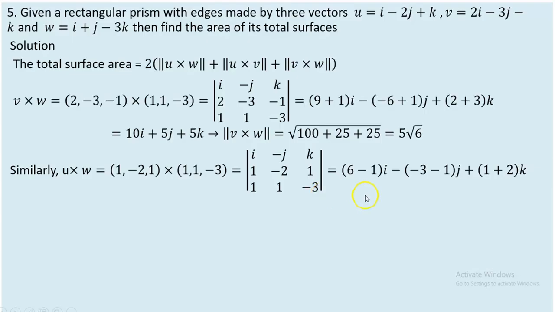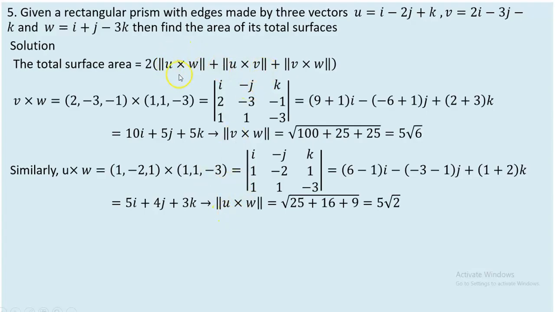And as you do that, you come across this kind of expression: 6 minus 1, i, minus minus 3 minus 1, j, plus 1 plus 2, k. So this makes 5i plus 4j plus 3k. As you are looking for the norm of this, you have the square root of 25 plus 16 plus 9. And this makes what, students? This makes 5 radical 2. So what is obtained now? The norm of u cross w is obtained.